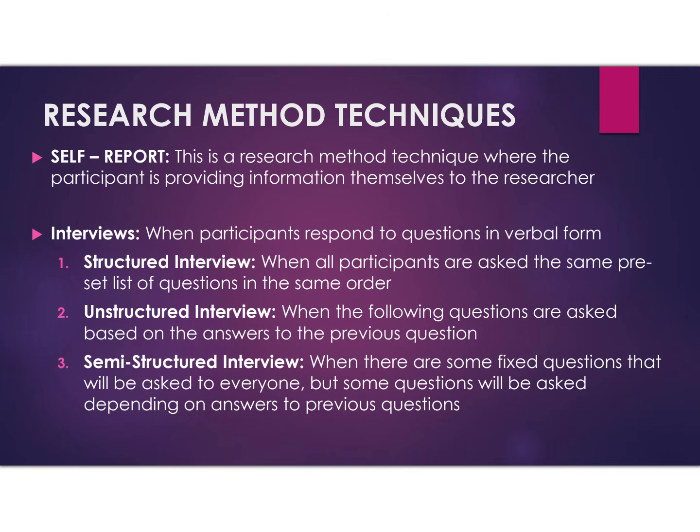The next research method technique we'll do is self-report. Self-report basically is the way in which a participant is providing information themselves to the researcher. This can be done in two ways, either through interviews or through questionnaires. An interview is when a participant responds to questions in verbal form, whereas a questionnaire is when participants respond to questions in written form.